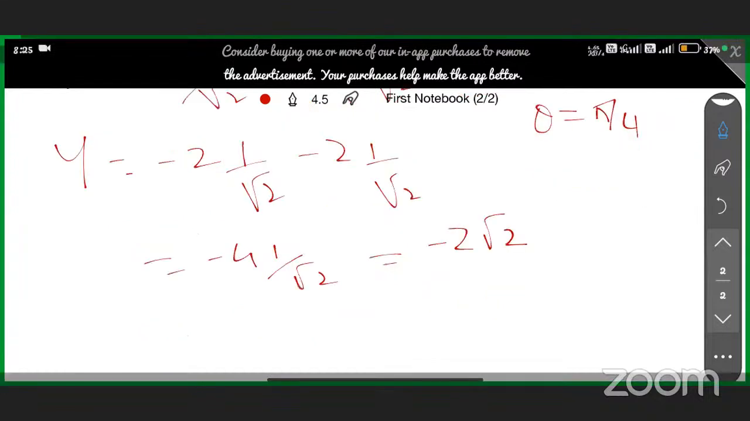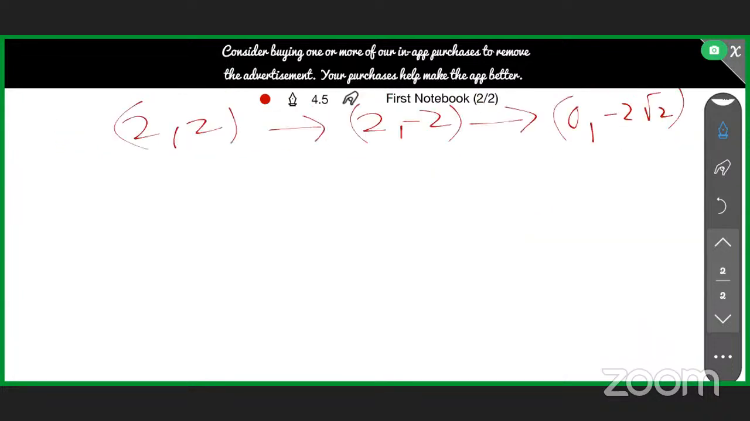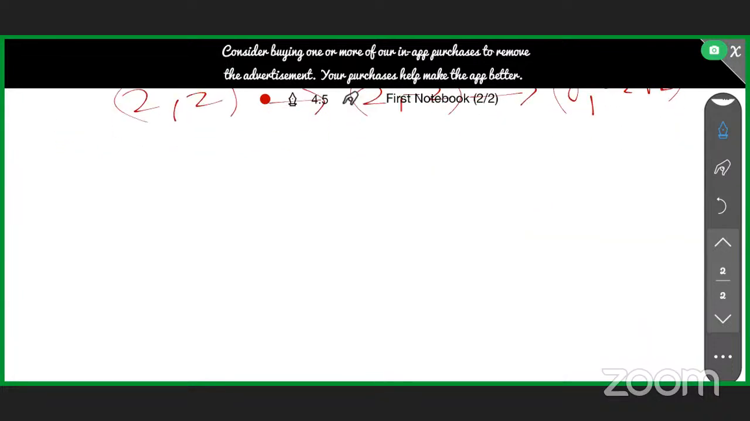So the point (2, 2) is getting transformed into (2, -2), and at last it is getting transformed into (0, -2√2). Did you understand, dear students, this one? Yes, sir. Is it clear? Yes, sir. Okay, now we'll go to the next one. Now we are going for the third level of problems.